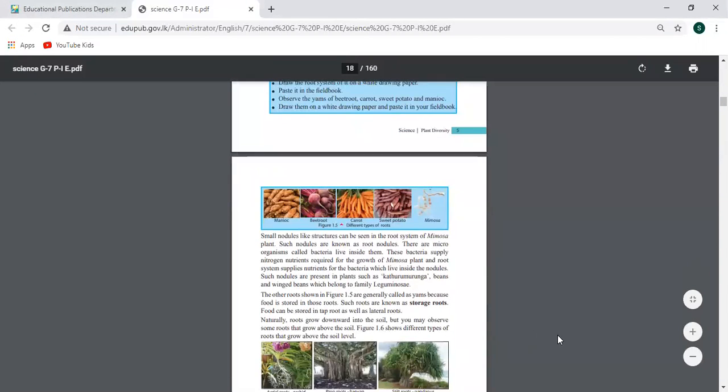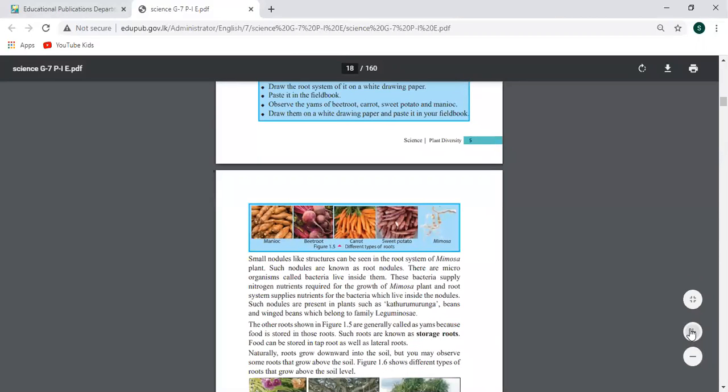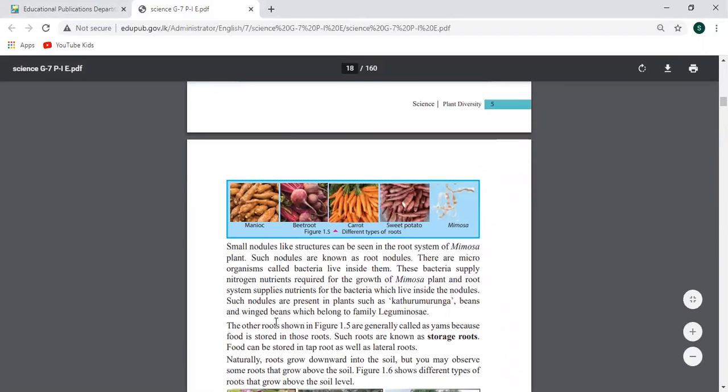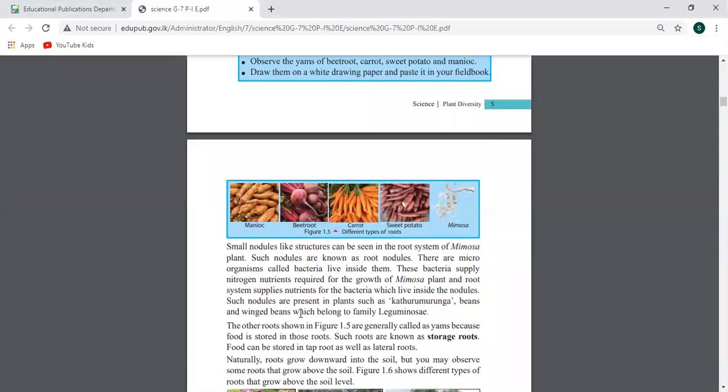So these are some types of roots. Manioc is a lateral root. Beetroot is a taproot. Carrot is also a taproot. Sweet potato is a lateral root. And mimosa has root nodules. Small nodule-like structures can be seen in the root system of the mimosa plant. Such nodules are known as root nodules.